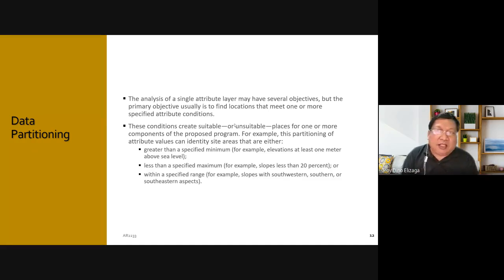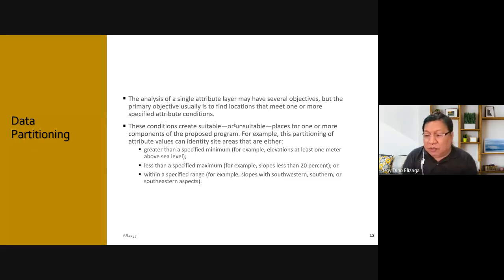Okay, so I'm not saying that I will only have one map for the whole project. No, it's not. No, for each of the maps that we're doing, the primary objective usually is to find locations that meet one or more specified attribute conditions.